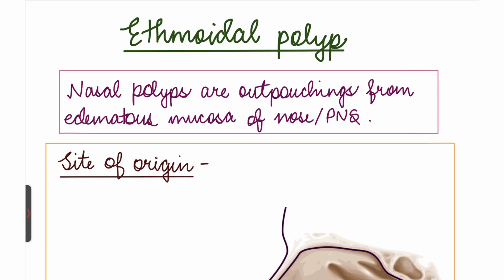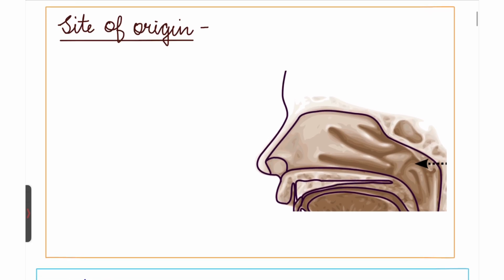Looking at what is a polyp, polyps are outpouchings from edematous mucosa of the nose or the paranasal sinuses. They are painless, benign growths. Let's look at the site of origin. The ethmoidal polyps are mostly bilateral and multiple.